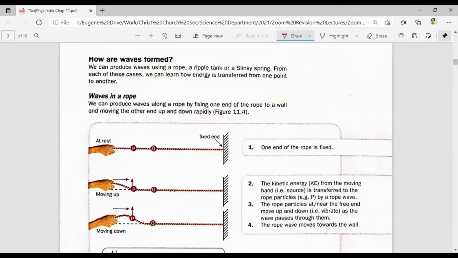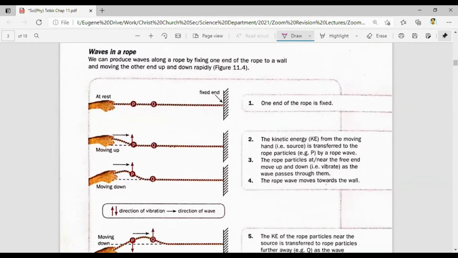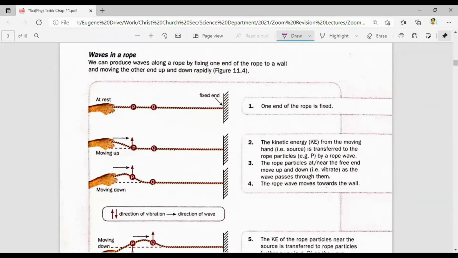Okay, so now let's look at waves. This example here will go very lengthy, but it gives you a good understanding. The explanation gives you quite a good understanding of what the book is trying to explain. So let's look at it.